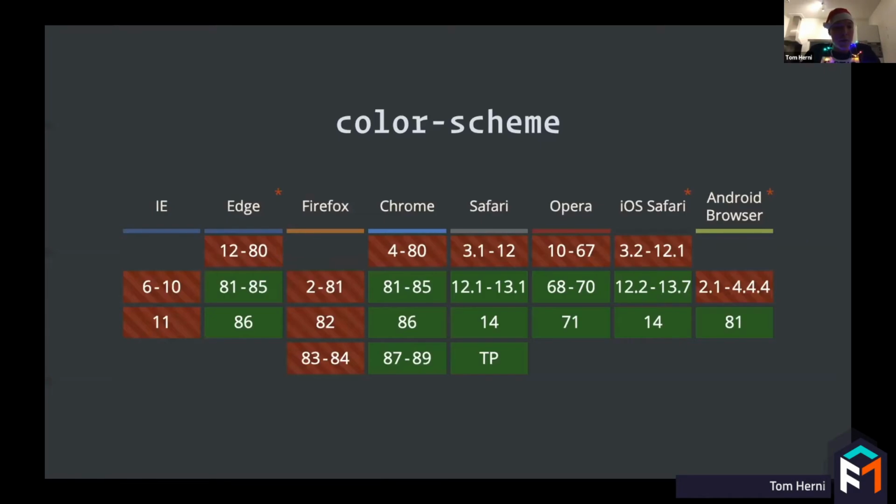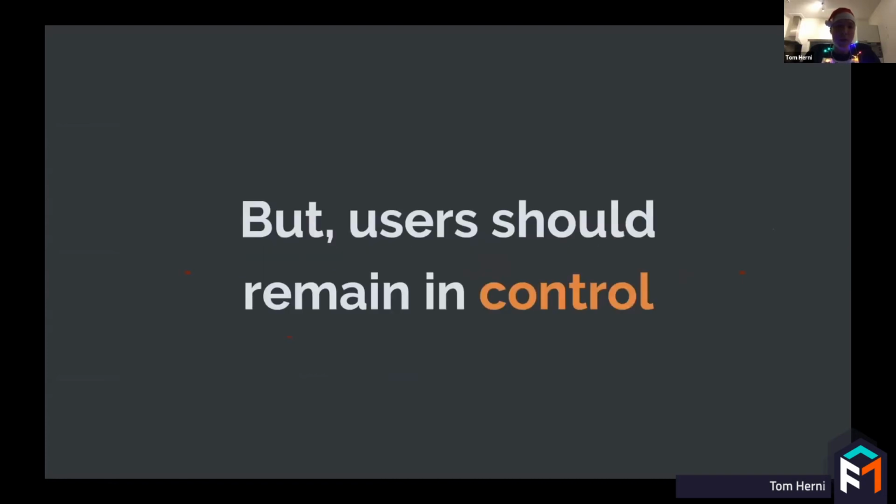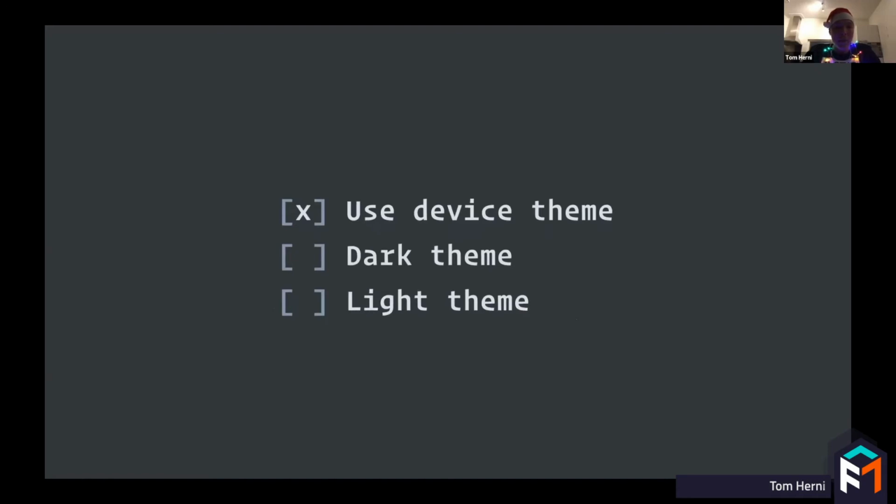So browser support for this is pretty decent. Firefox is lagging behind a little bit at the moment, but otherwise it's doing pretty okay so far. And so far, what we're doing is pretty good, detecting based on the operating system theme, but the user should still remain in control. And what that means is allow them to adjust their settings. Because maybe for whatever reason, regardless of how they set their operating system, they might still prefer a light or dark theme of your website. So by default, you can detect their theme, but give them the option to change it if they want.